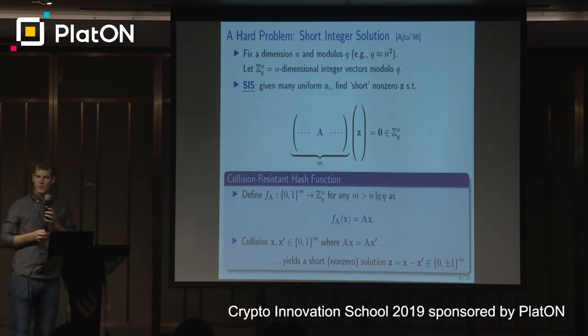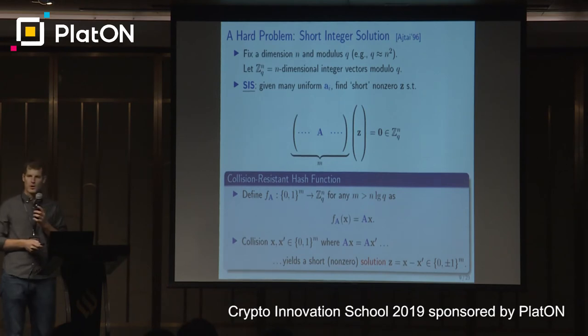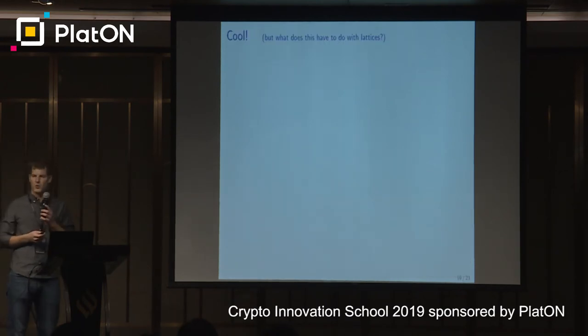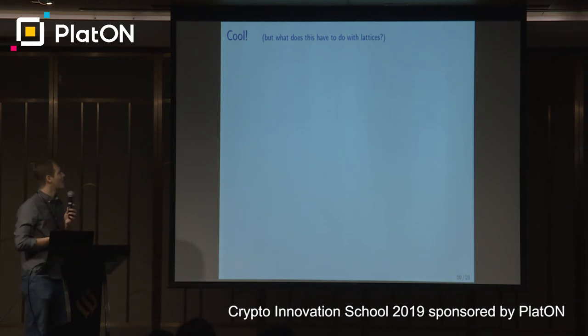Okay, so this seems great. This is very interesting. We have a very simple collision-resistant hash function, but what does this have to do with lattices? That's a great question. It turns out that it has a great deal to do with lattices.